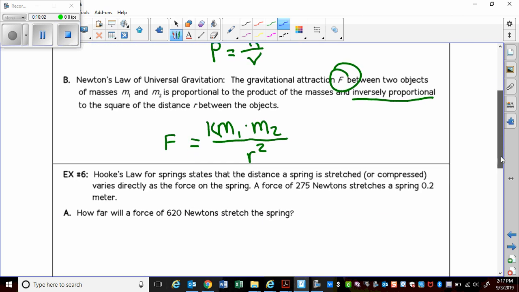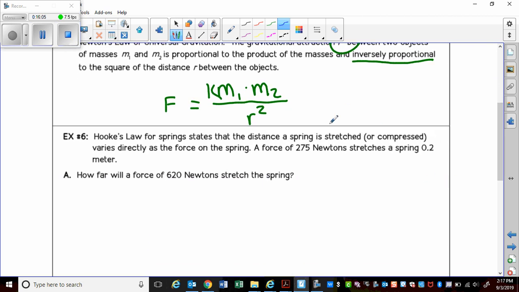Hooke's law for springs states that the distance a spring stretches or compresses varies directly as the force on the spring. Varies directly means we're going to multiply. Does it tell you what the variable is? Maybe D is the distance a spring is stretched, varies directly as the force on the spring. So I'm going to say this is K times the force. K is my constant times the force.